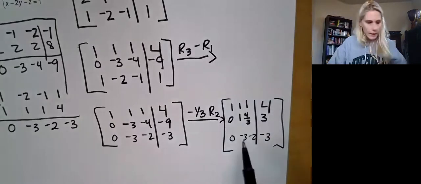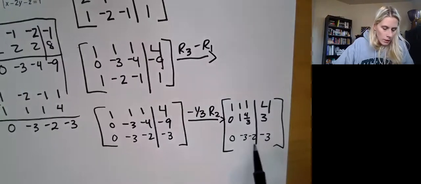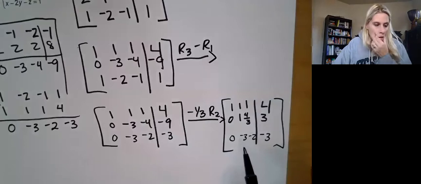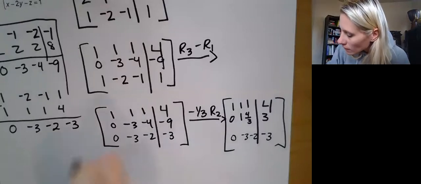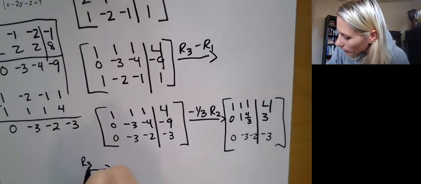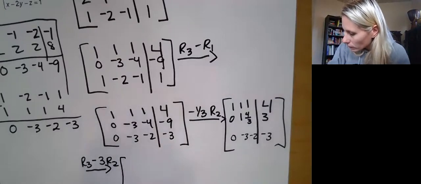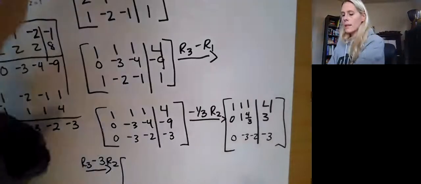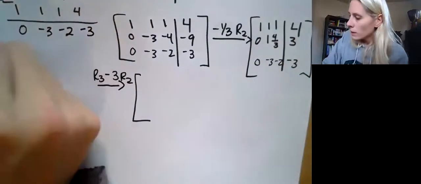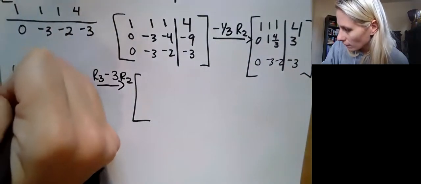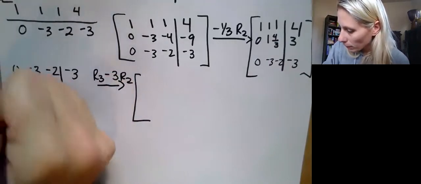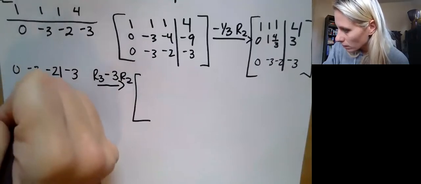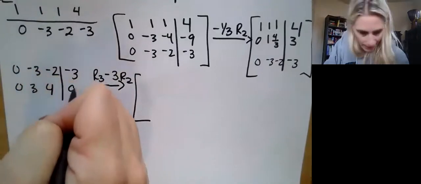All right, now we need to get a 1 right here, or a 0 right here. So we're going to multiply. So we're going to take row 3 minus 3 times row 2. Okay, do that work on the side. Let me get it so you guys can see more. So I'm going to take row 3, so 0, -3, -2, -3. Multiply row 2 by 3, so 0, 3, 4, 9.